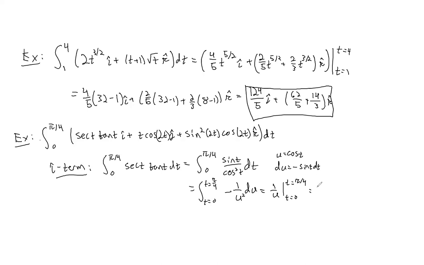Or in other words, that's just secant, 1 over cosine. So secant of pi over 4 minus secant of 0. Secant of pi over 4 is root 2. Secant of 0 is 1. So this whole thing becomes root 2 minus 1. That's the I term. So far, so good. Let's take the j term.